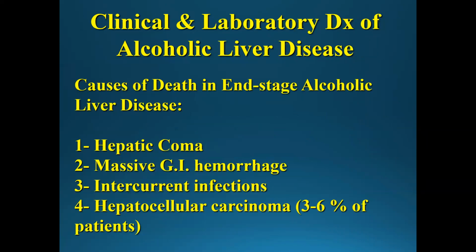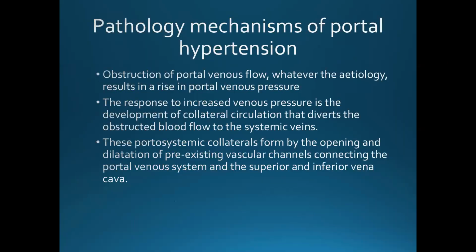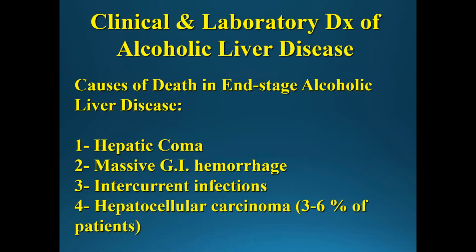All right, what are the causes of death? Usually what you find in other conditions as well. The patient may go into hepatic coma, massive GI hemorrhage, for several reasons. Intercurrent infections: again, the liver is the powerhouse that makes everything, including immunoglobulin. So the intercurrent infections may become more frequent during cirrhosis. And hepatocellular carcinoma may also arise in a subset of those patients.